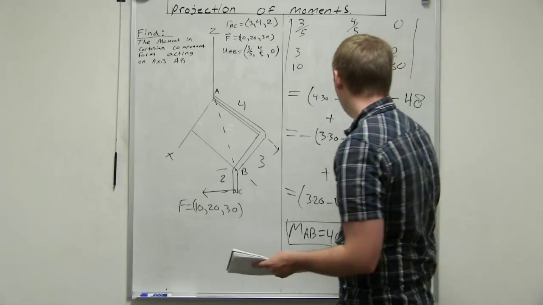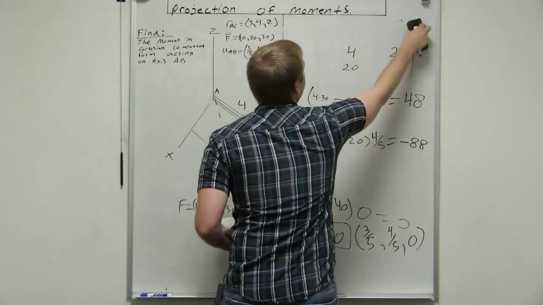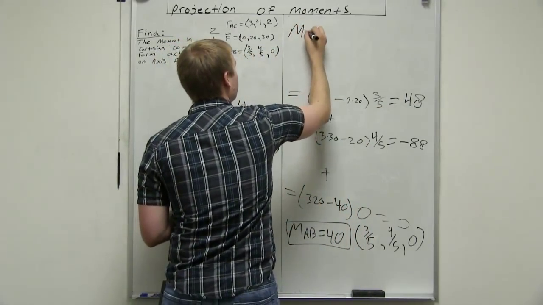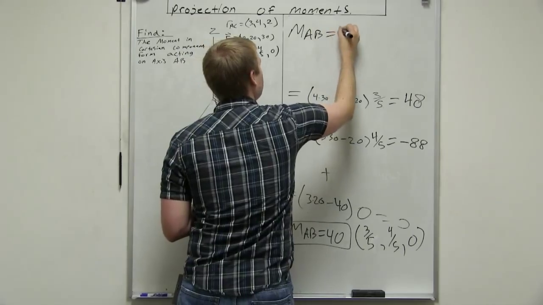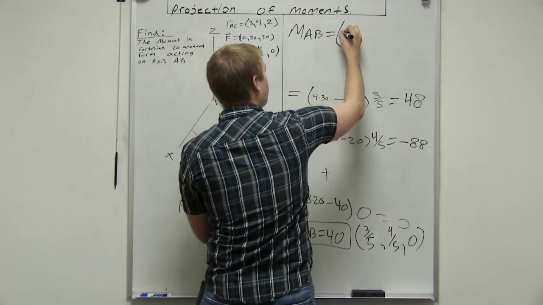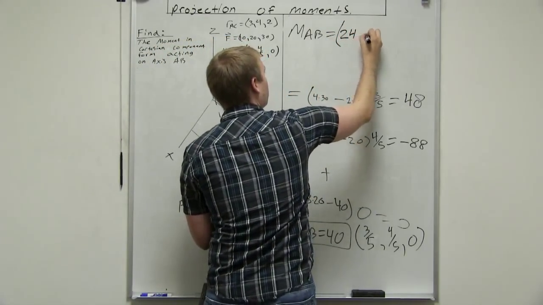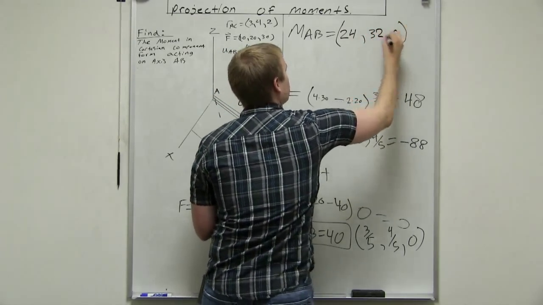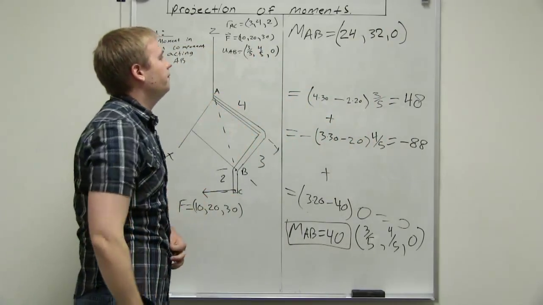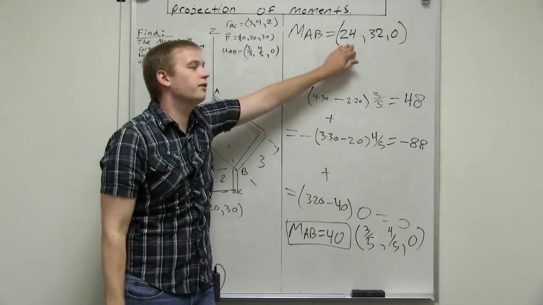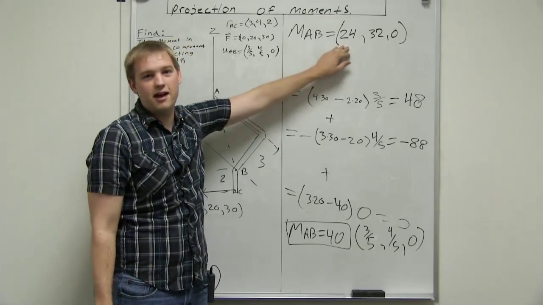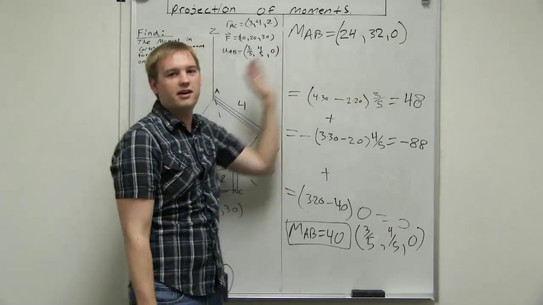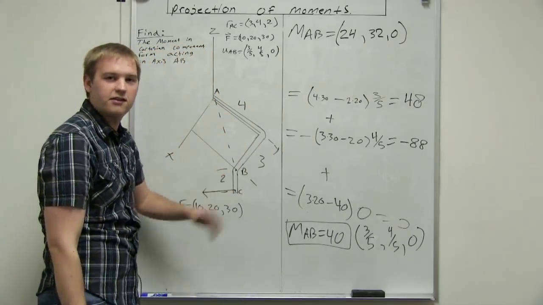So our final answer is moment about AB equals 24, 32, and 0. So 24 is acting on the x-axis on our axis, and 32 is acting on our y-axis on this axis AB.